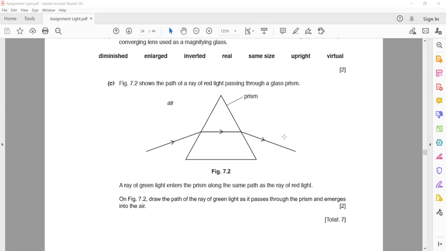The diagram shows the path of a ray of red light which is passing through. So this is a red light. A ray of green light enters a prism. If this was a red light, red has a longer wavelength, so it bends least. If there was a green light coming from the same point, it will bend more. This will be the path. If they say violet, again further, it will bend further away from the normal.